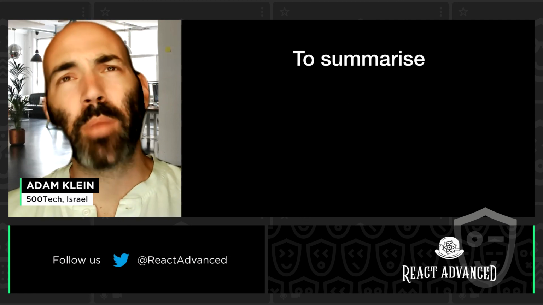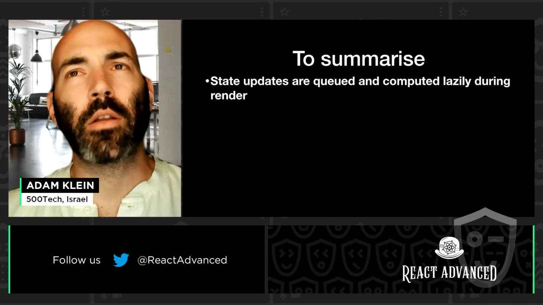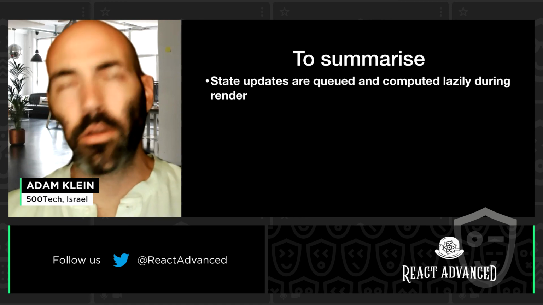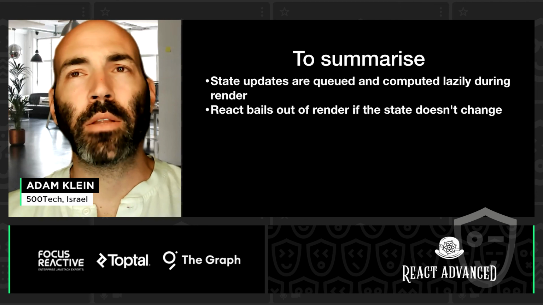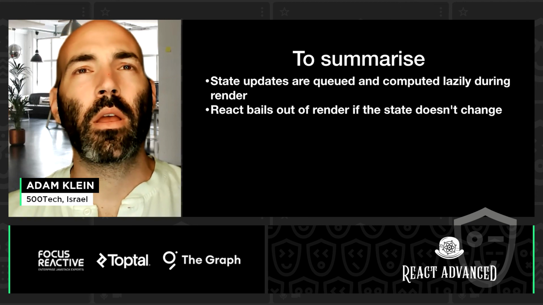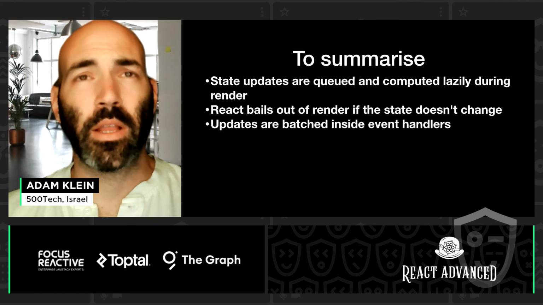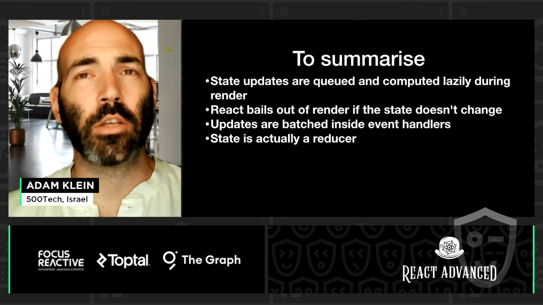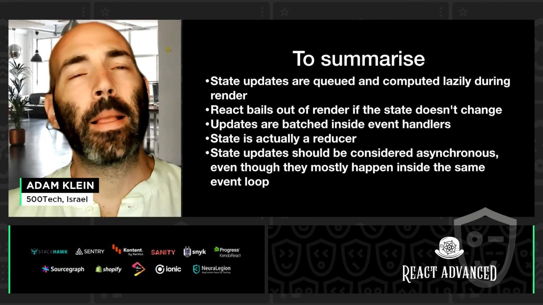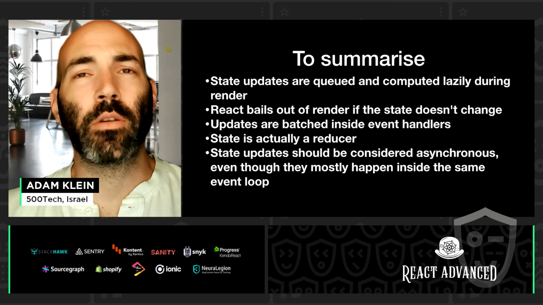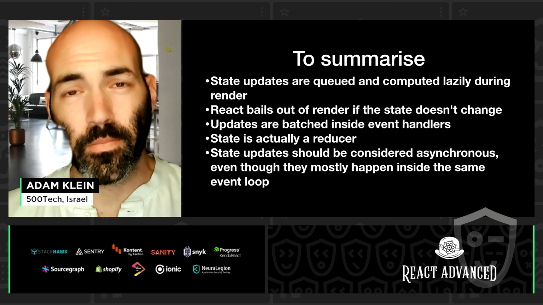To summarize this part, state updates are queued and computed lazily during render. React bails out of render if the state doesn't change. Updates are batched inside event handlers, and state is actually a reducer. And lastly, state updates should be considered asynchronous.